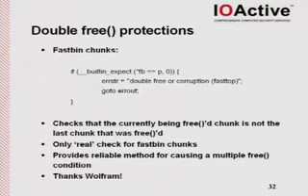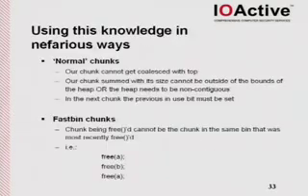In this, we have a reliable method for causing a multiple free condition. If we can get another chunk in the same bin freed prior to that second or multiple free, then this check is easily bypassed.